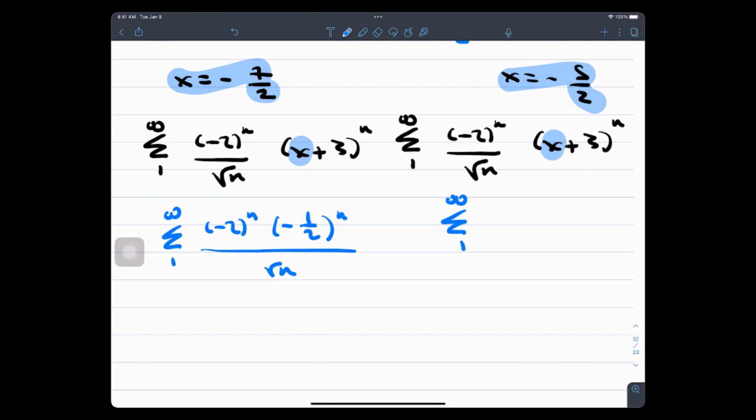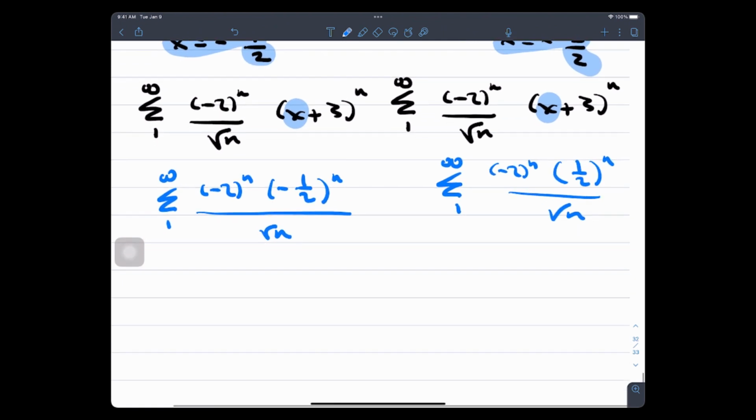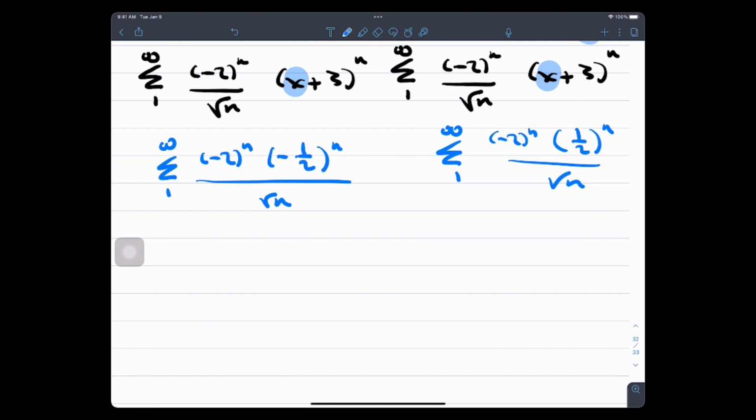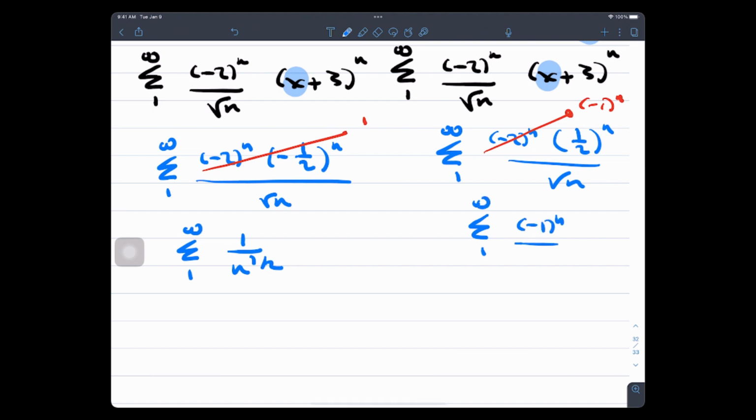And negative 5/2, that's going to be 1/2. So this is negative 2 to the n, 1/2 to the n over square root of n. Double check my arithmetic, ladies and gentlemen. And I think this is going to be, what happens with this? Isn't this 1? And this is going to be negative 1 to the n. Is that right? Let me do this. Okay, you guys okay with this here?